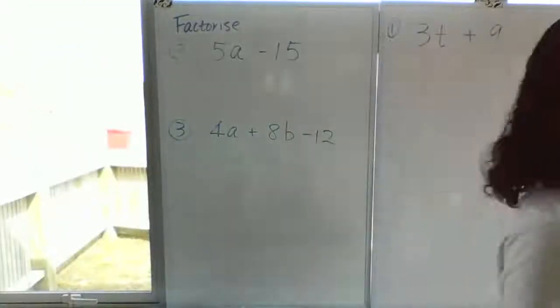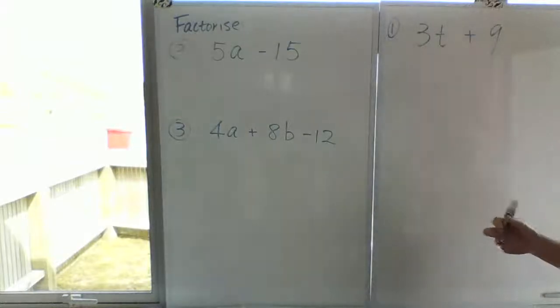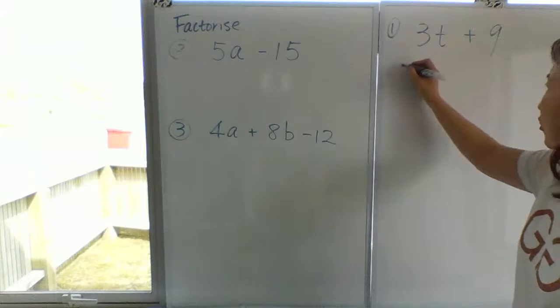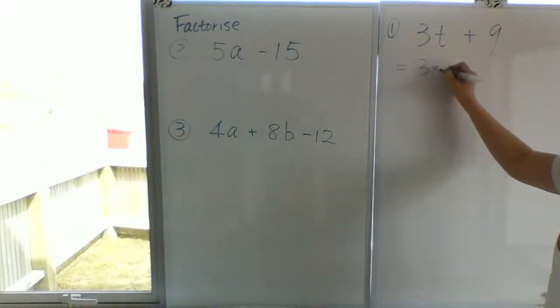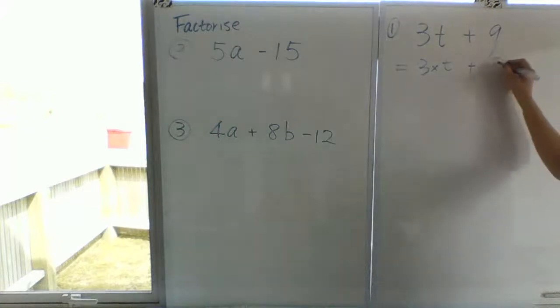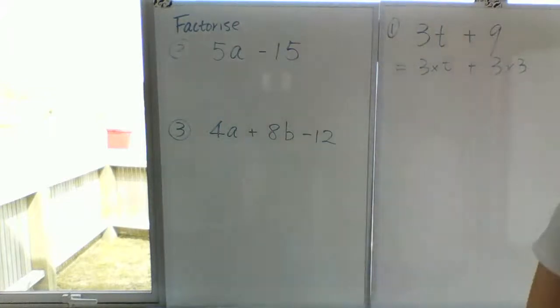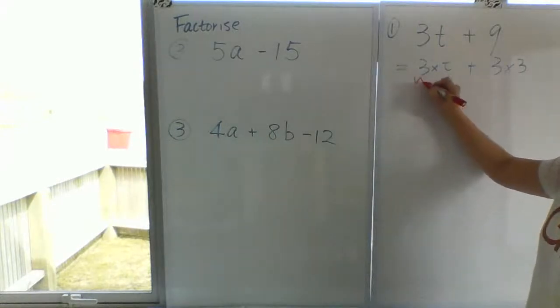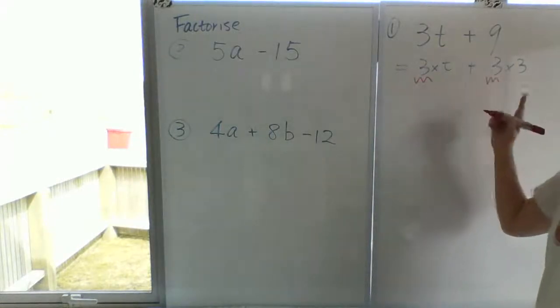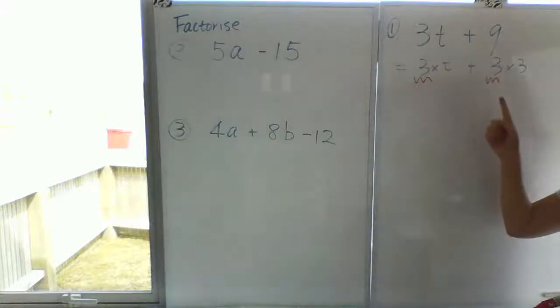Have you done this question here, 3t plus 9? Good. I'm going to write my working here. I show the factors of 3t as 3 times t, and plus 9 is 3 times 3. And I can see one set of common factor, which is 3 and 3 here. You only do it once at a time.